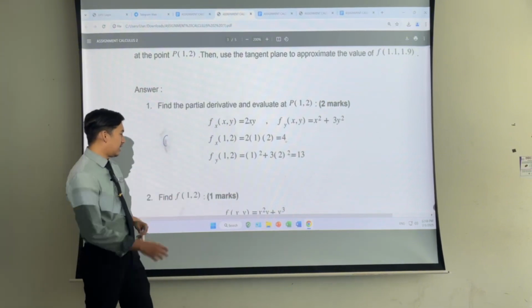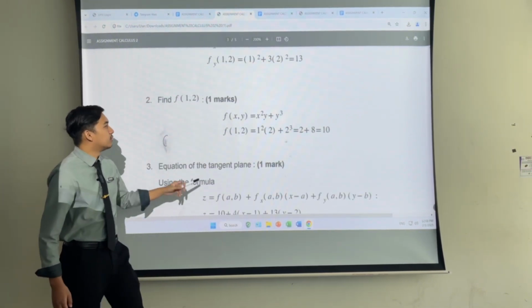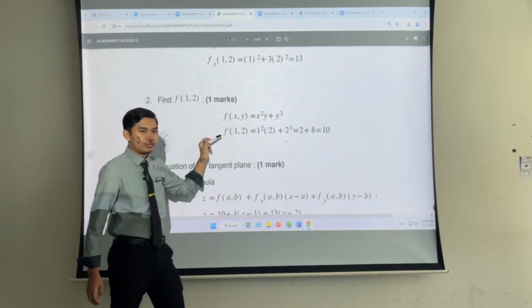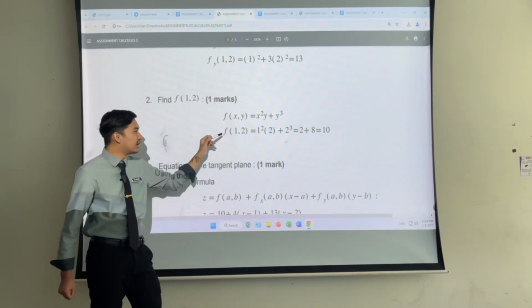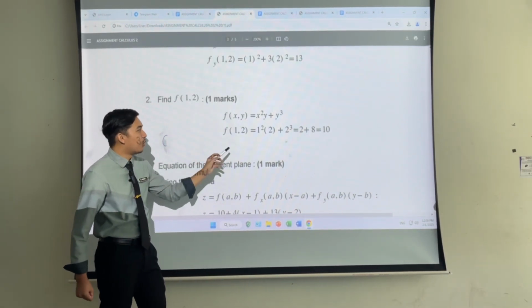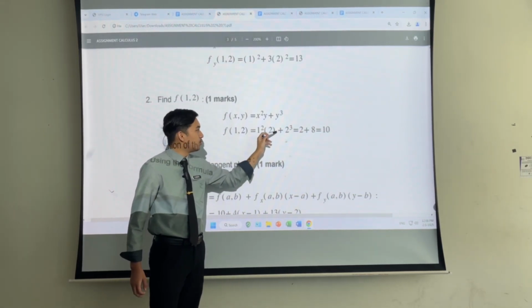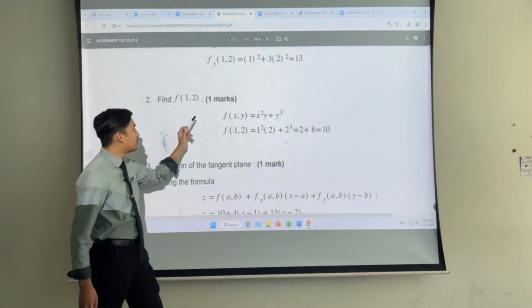Okay, 2 marks. Let's go to the next step, which is to find f(1, 2). From the equation in the question, we substitute the values 1 and 2: 1 squared multiplied by 2 plus 2 to the power of 3, and we get 10. This provides 1 mark only.